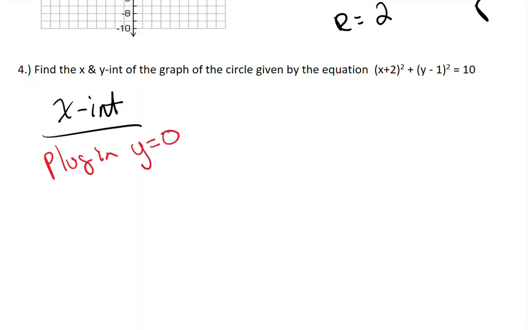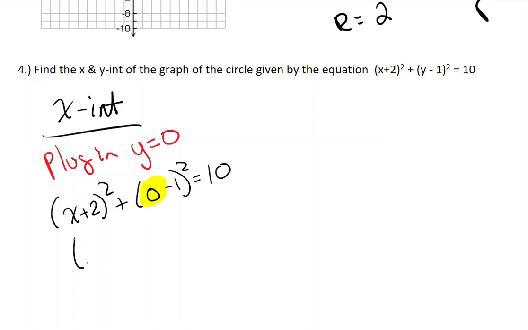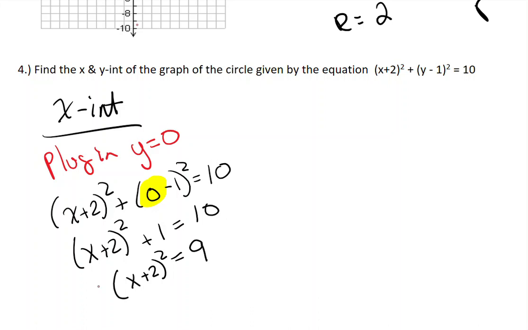So I take the equation given, and I get x plus 2 squared plus 0 minus 1 squared equals 10. So that goes right here. And then I just get x by itself. It's just a normal solve. So 0 minus 1 is negative 1. Negative 1 squared is 1. That equals 10. I subtract the 1. That's going to give us 9. I do the square root of both sides. When I do the square root of both sides, that gives me what?